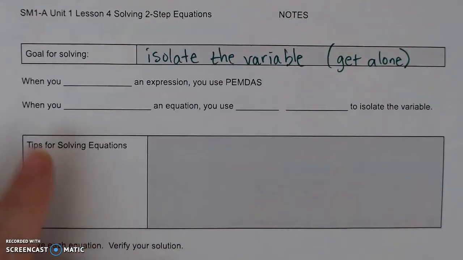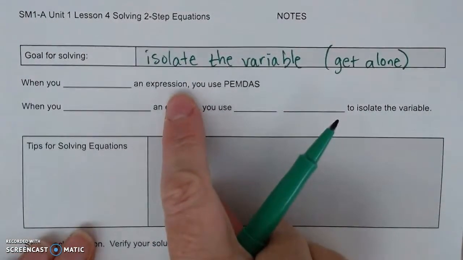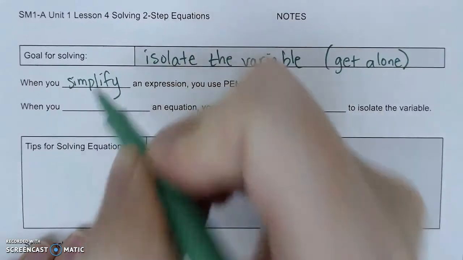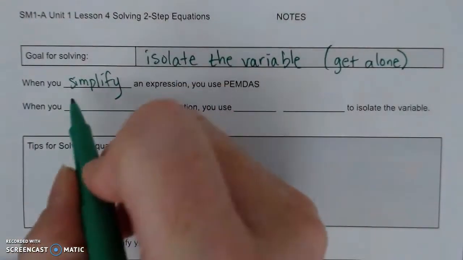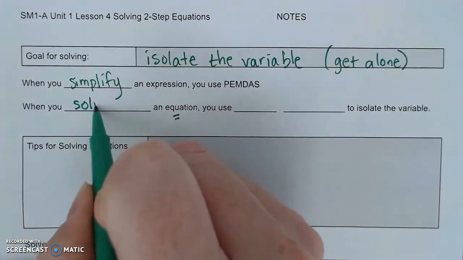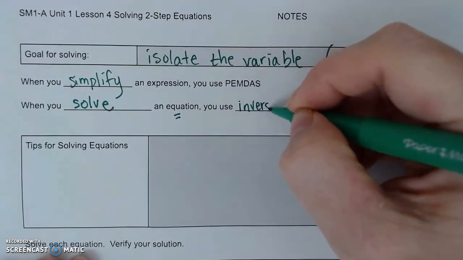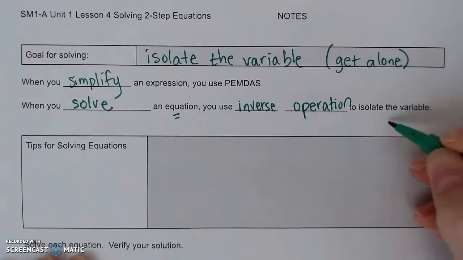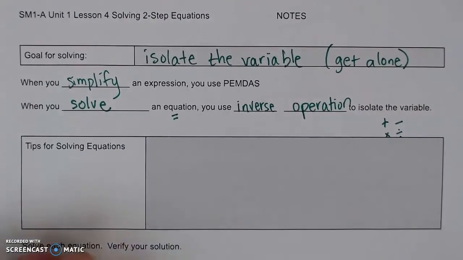Okay, so when you simplify an expression, you use PEMDAS. An expression, remember, doesn't have an equals sign, so we call it simplifying. When you solve an equation, you see an equal sign, and we use inverse operations. So if something is being added, we subtract. If something is being multiplied, we divide, and vice versa.